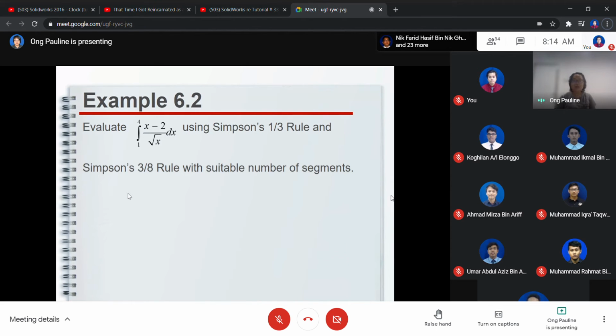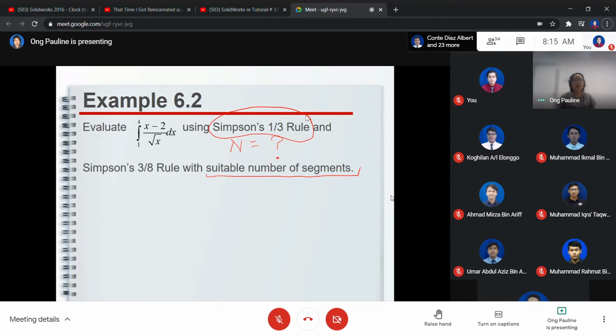So again for this question, dia tak bagi tahu N tu berapa. Right, so kalau dia kata guna N equals to 10, so we do not need to figure out the number of segments or the number of divisions di sini. So di sini dia minta kita tentukan nilai N ini sendiri. Alright, so let us look at the Simpson's 1/3 rule.